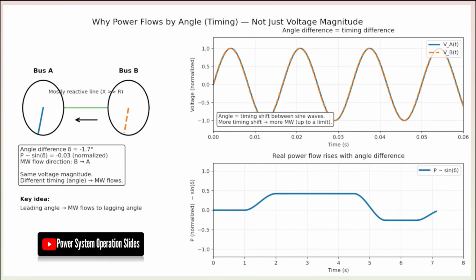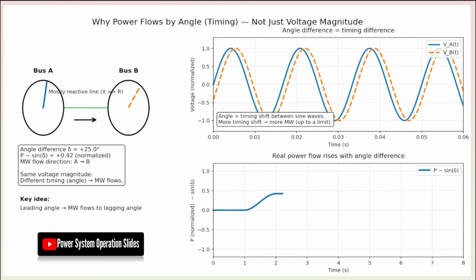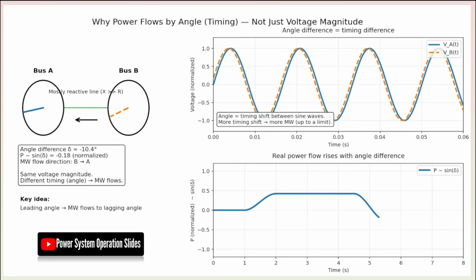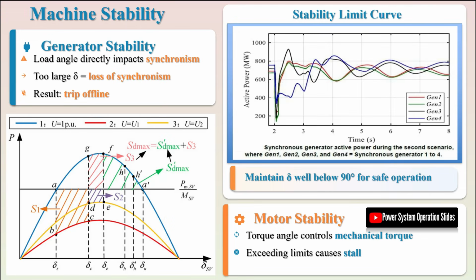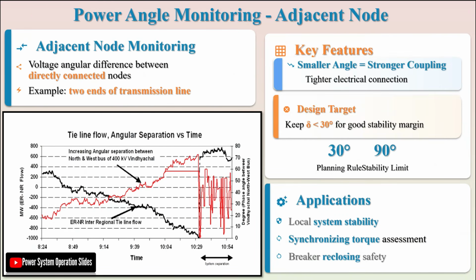Power angle monitoring is typically divided into two categories: adjacent node monitoring and wide area node pair monitoring. Adjacent node angle monitoring measures the angular difference between directly connected points, such as the two ends of a transmission line. This is critical for local system stability because smaller angles between directly connected points indicate stronger synchronizing torque, the electrical force pulling generators or sections of the grid together and keeping them locked in step. Operators typically aim to keep adjacent angles below 30 degrees under normal conditions to ensure adequate stability margins, with more restrictive limits applied during equipment outages or N-1 contingency conditions.